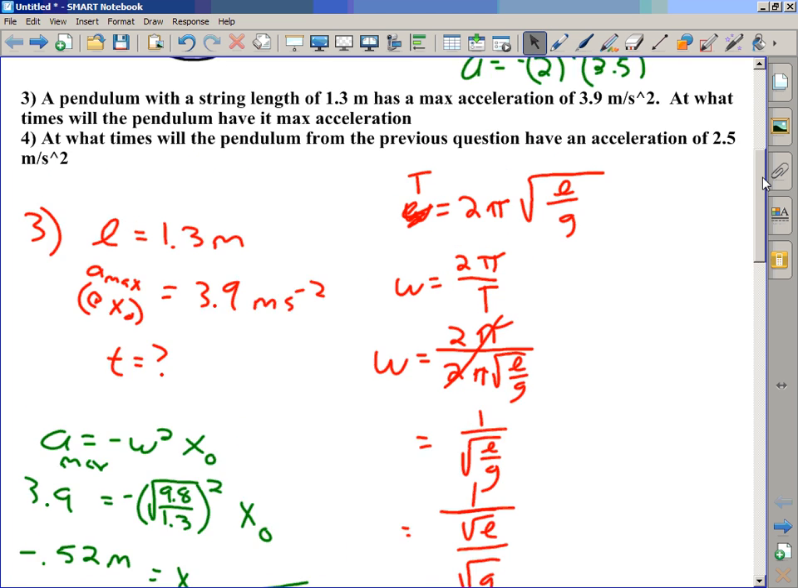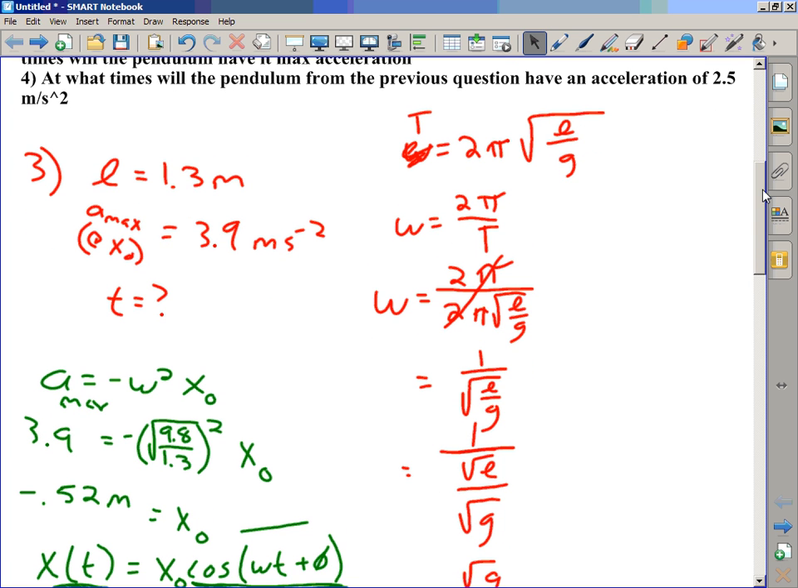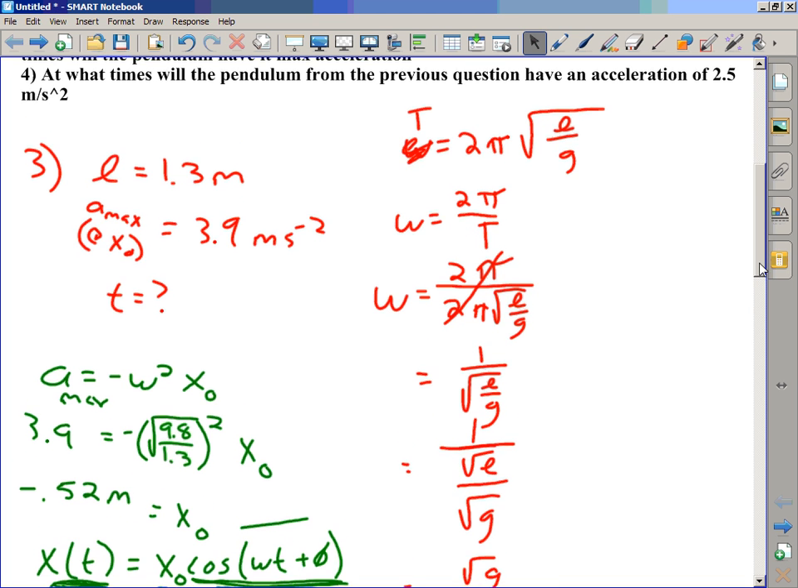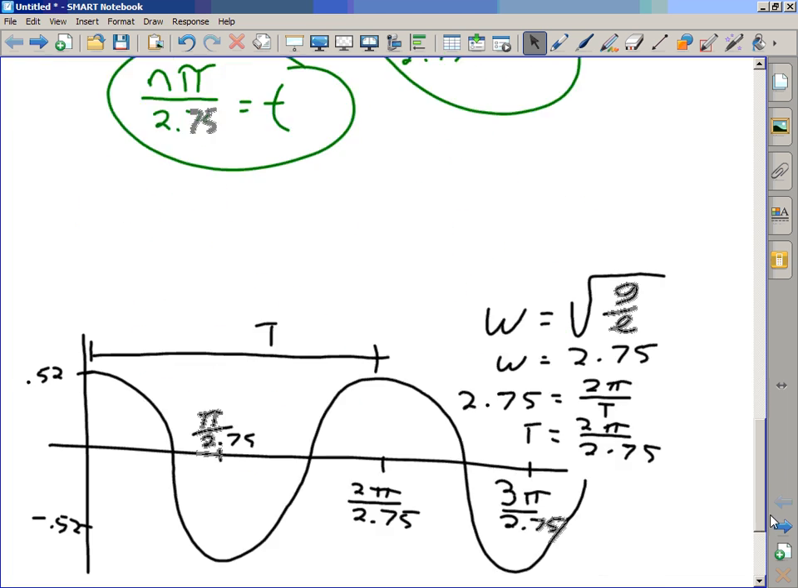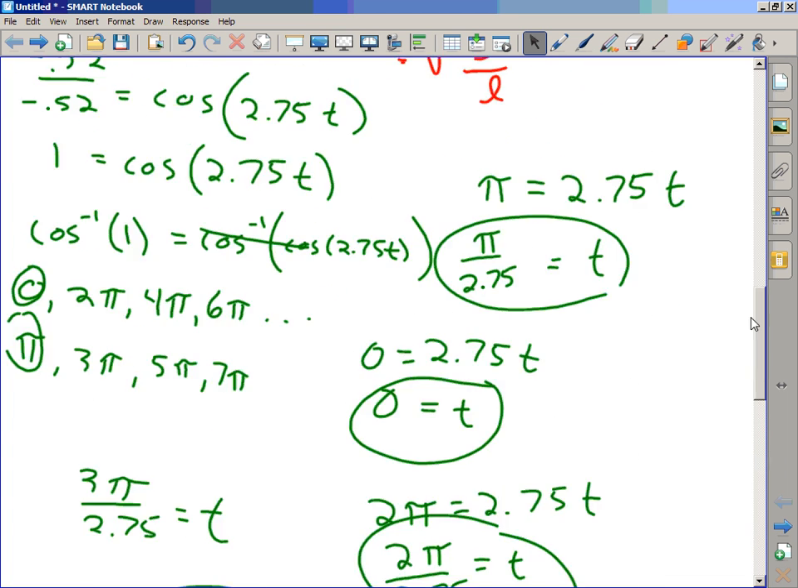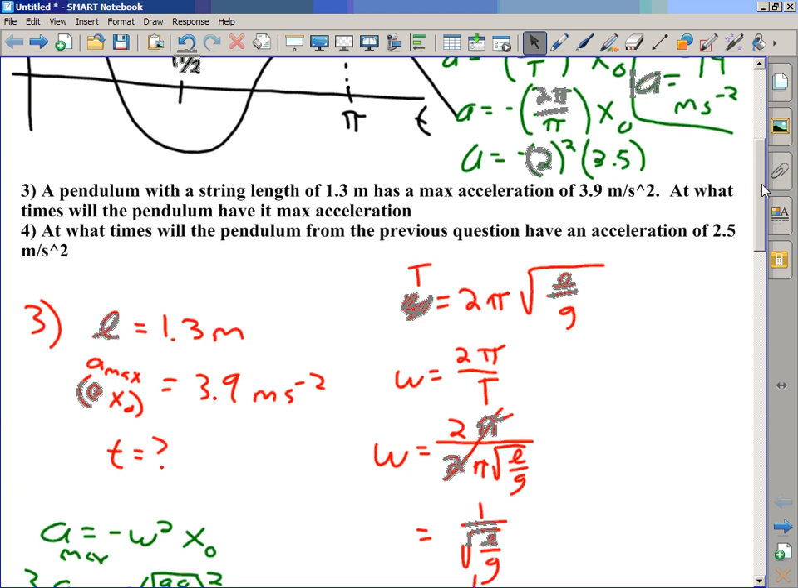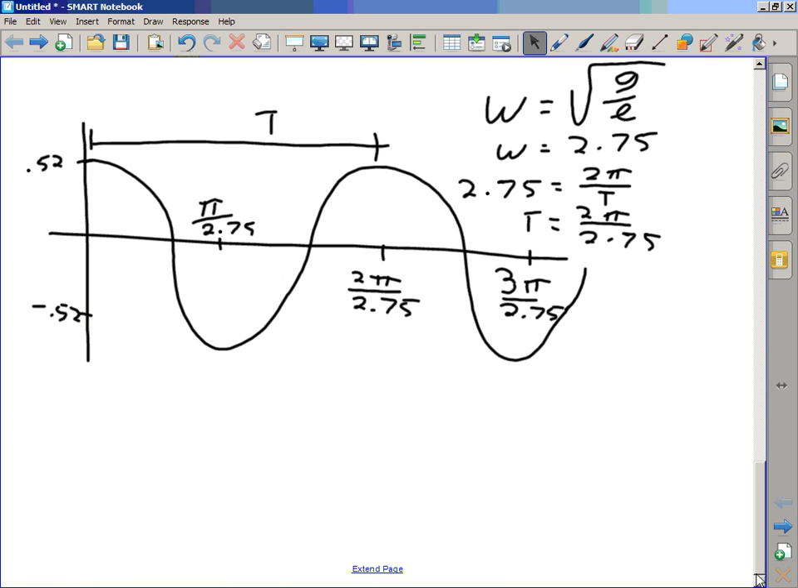I'm probably going to just pull a brand new slide and do it on. At what time does the pendulum from the previous question have an acceleration of 2.5 meters per second squared? So at what times would it have an acceleration of 2.5 meters per second squared? I'm just going to talk you through this. Okay. Let's come down here and look at the graph. 2.5. I'm looking for t, time, when A equals 2.5, right? So what times on this, this is a position time graph. What time does that occur?